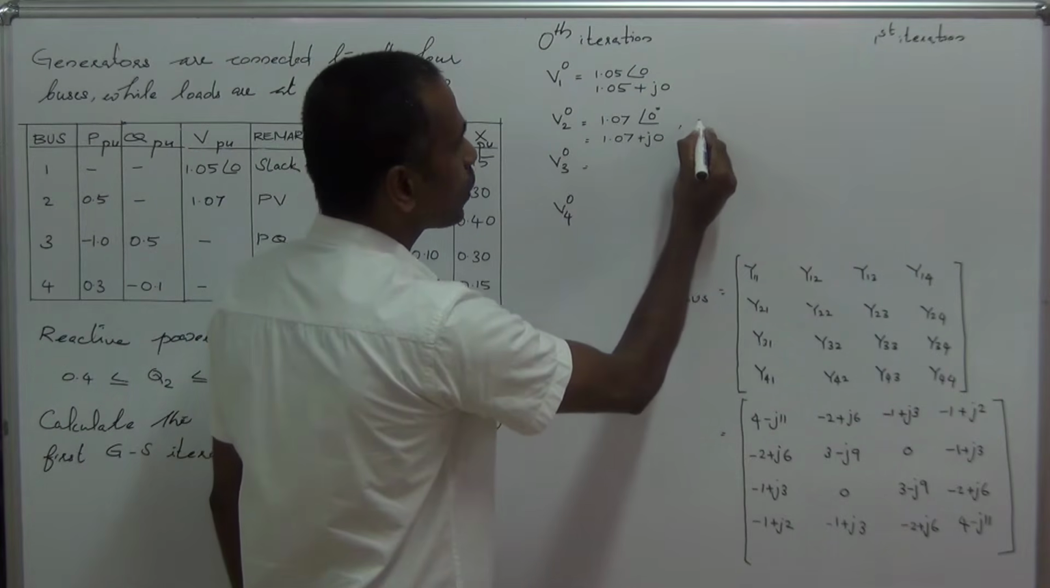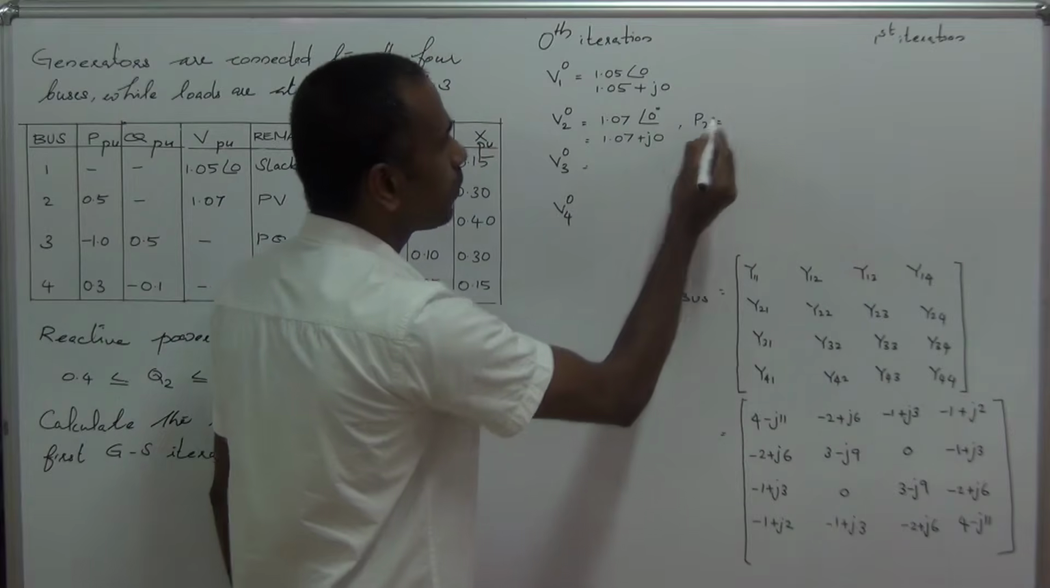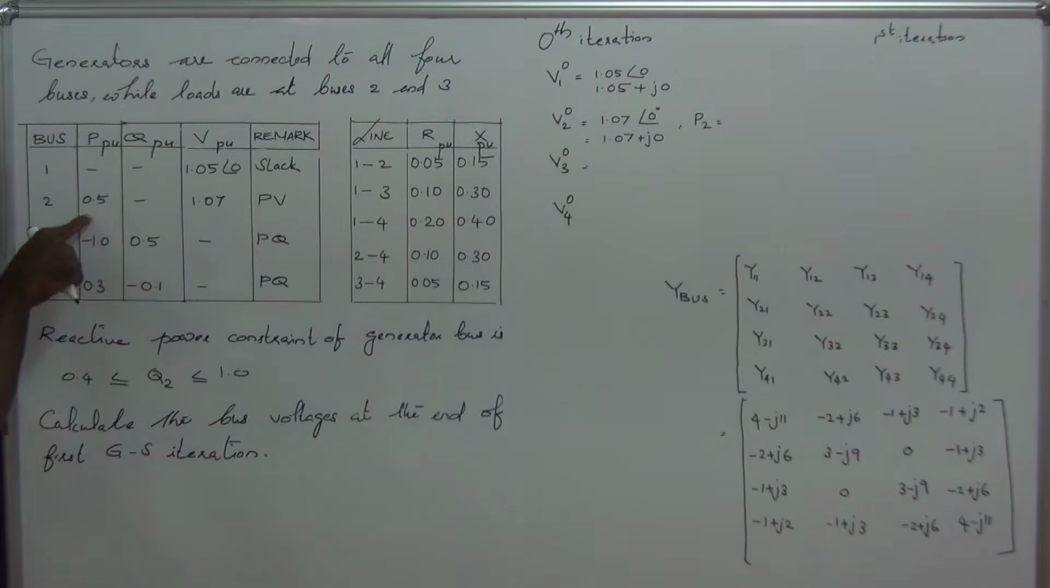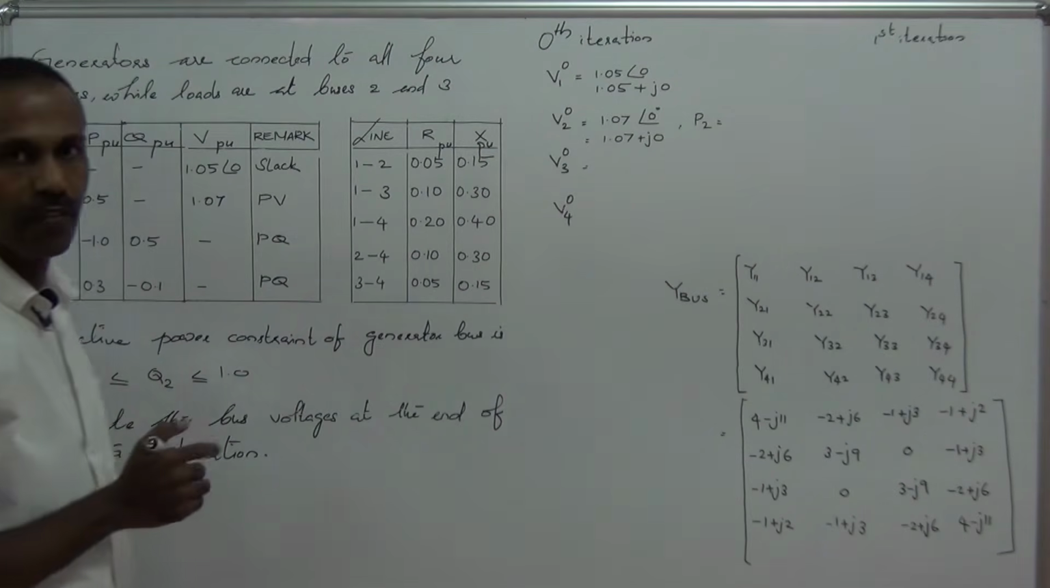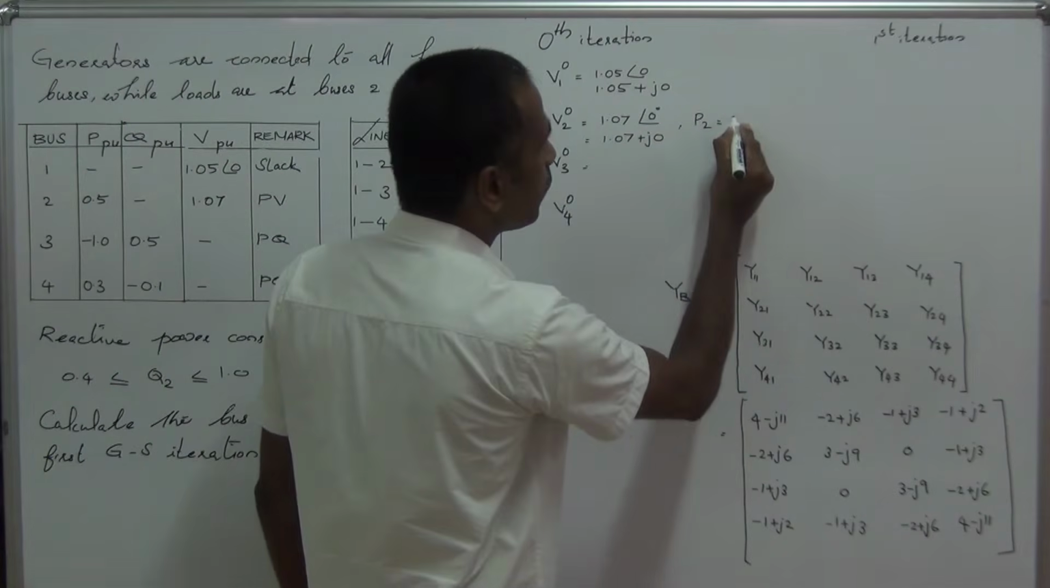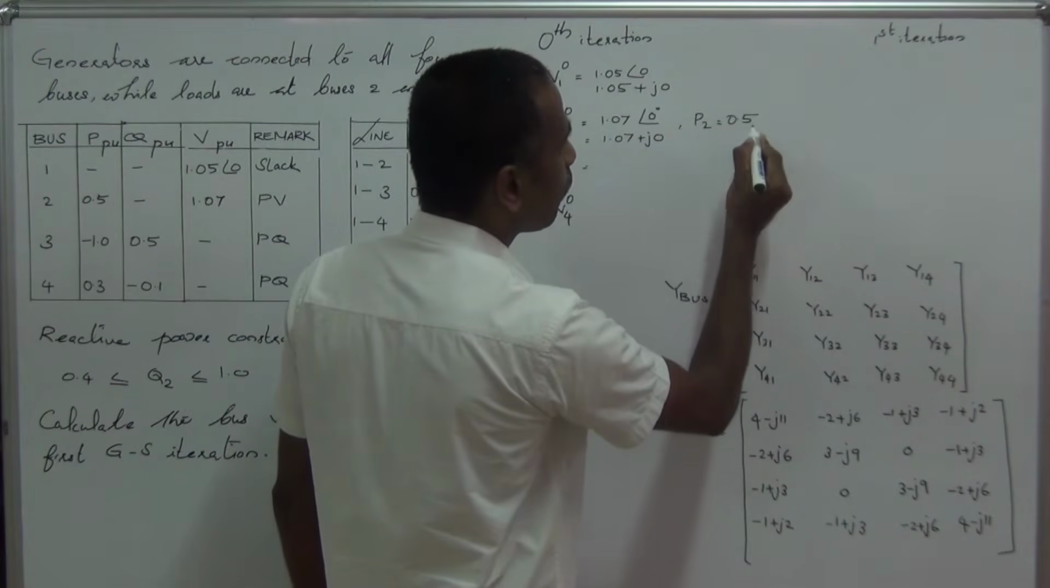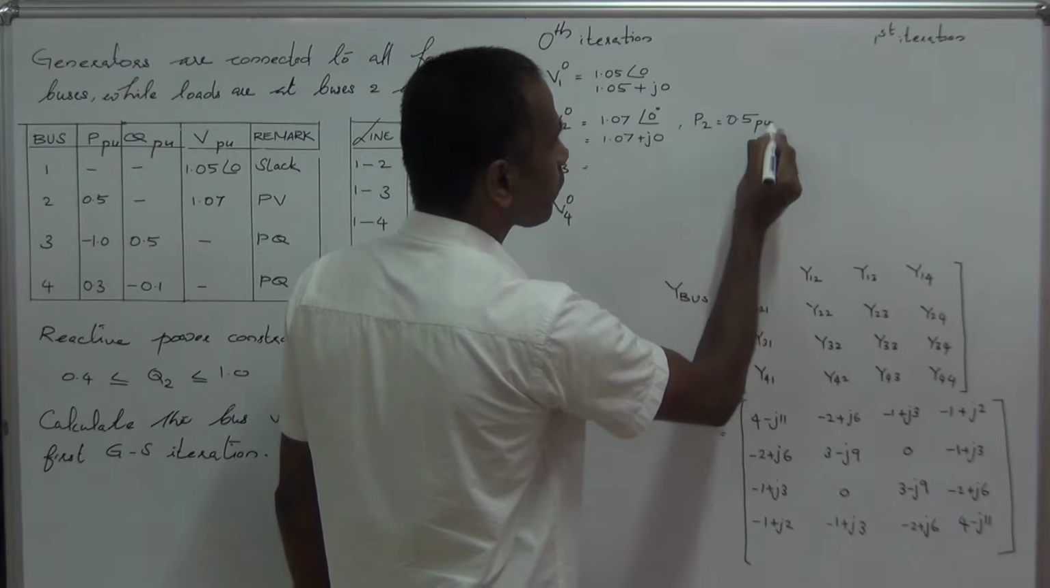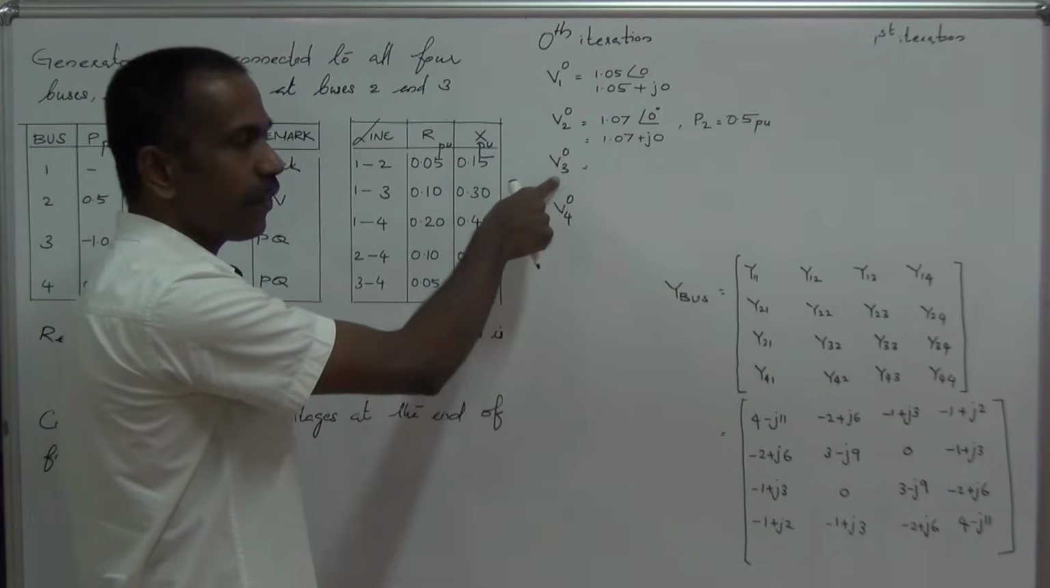And P is also given. What is P2? Because it is a PV bus, P equals 0.5 per unit. So this is 0.5 per unit. What is V30?